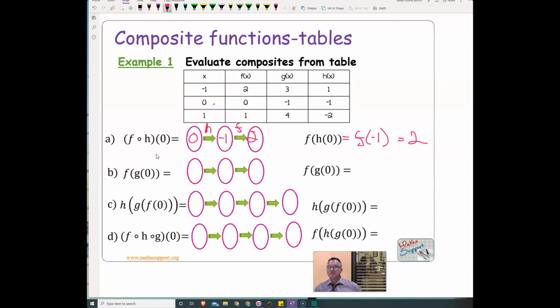Okay, f of g of 0. So g is the inner function. f is the outer function. Our original input is 0. So I put 0 in, and for g, it creates a -1. So this would become f of -1. And that -1 becomes the input of f. So that's what happened. And we end up with 2 again.